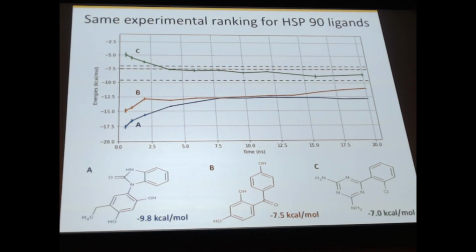After that, we compared our computed free energies to the experimental values shown as dashed lines on the graph, and the respective experimental values are here at the bottom of the slide. So we were able to compare our results with the experimental binding affinities, and we found the same ranking for the three ligands with an offset of 2 to 3 kilocalories per mole.